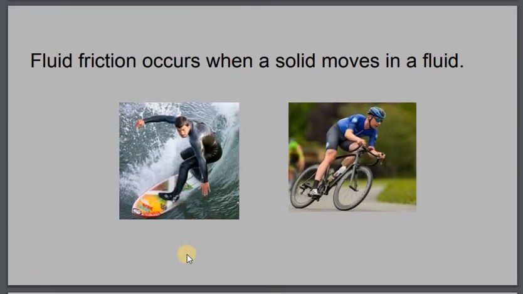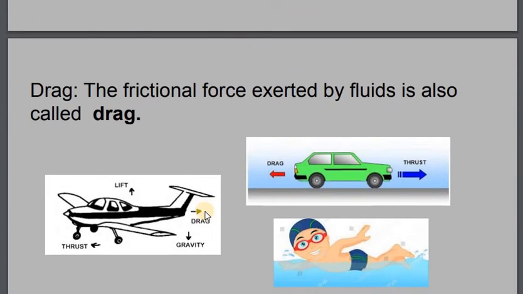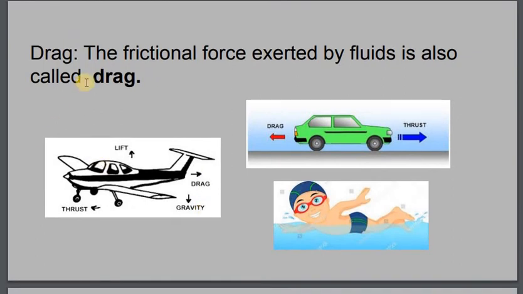Next type of friction is fluid friction. Fluid friction occurs when a solid moves in a fluid. Here you could see a person is surfing on the liquid in the sea, and a person is cycling. Here is the air resistance, and when a person is surfing, the liquid offers fluid friction. This is also called drag. The frictional force exerted by the fluid is also called drag.